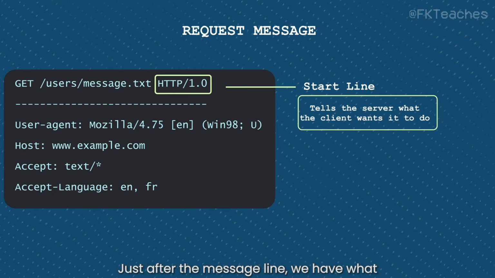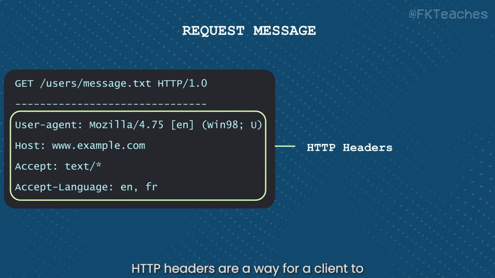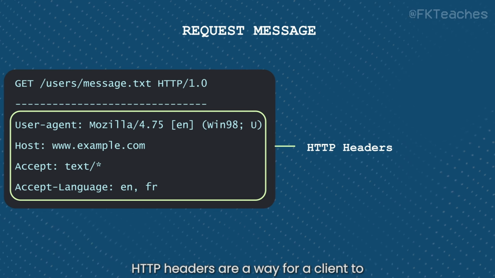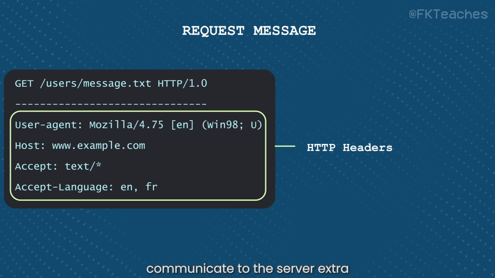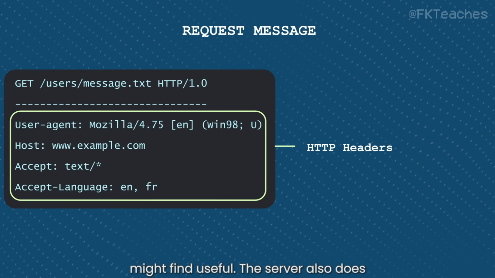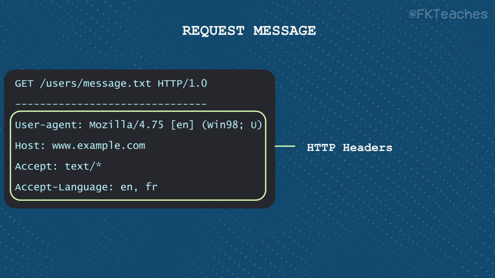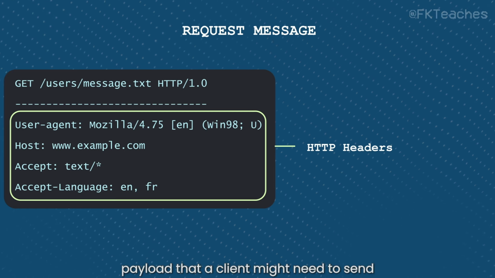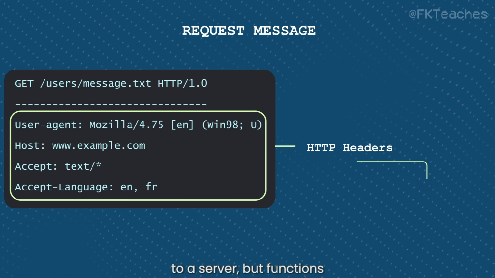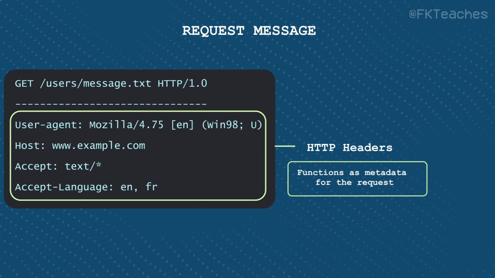Just after the start line, we have what is known as HTTP headers. HTTP headers are a way for a client to communicate to the server extra information that the server might find useful. The server also does the same for the client. This is not part of the typical payload that a client might need to send to a server, but functions as metadata for the request.